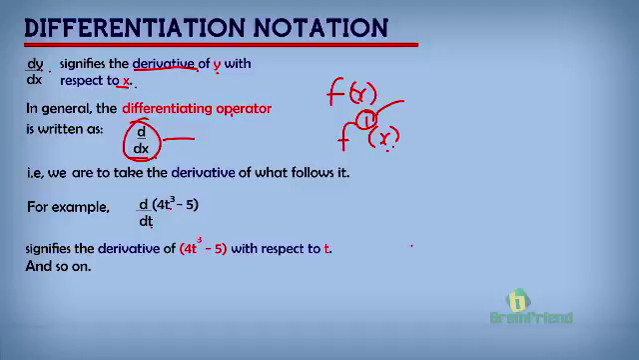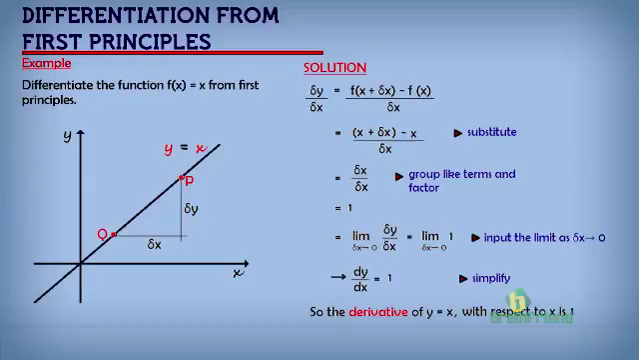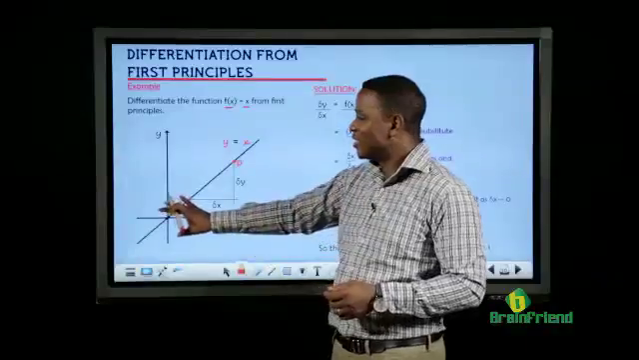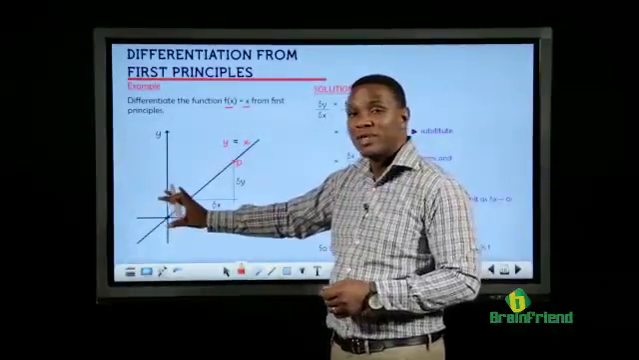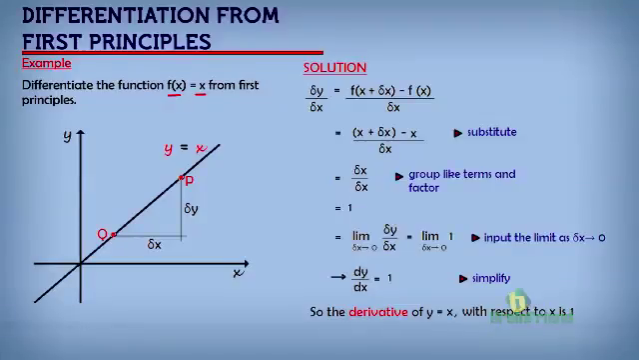Let's go on. Now that we've derived the formula for differentiation from first principles, let's take a practical example and try to work it out. If we're asked to differentiate the function f of x is equal to x from first principles, how do we go about that? Quickly, this is what the graph of our function looks like. F of x is equal to x. We see that this is a linear graph, so it should be easy to find using differentiation from first principles.